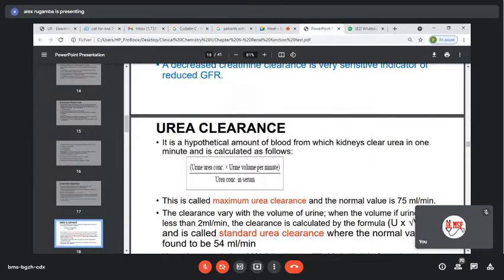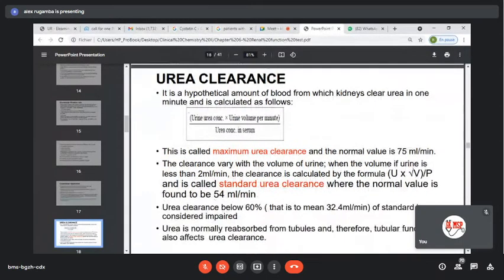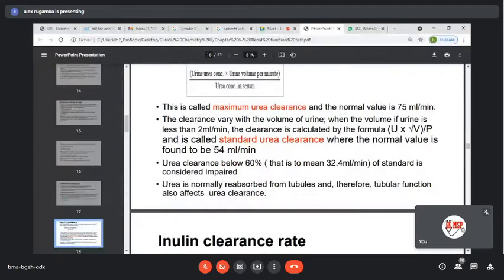So the normal value for urea clearance is 75 milliliters per minute. Urea clearance below 60% is considered impaired, and urea is normally reabsorbed from the tubule, and therefore tubular function also affects urea clearance.